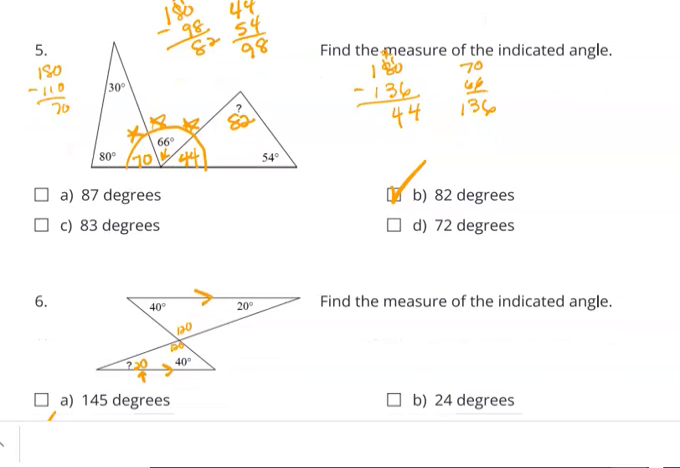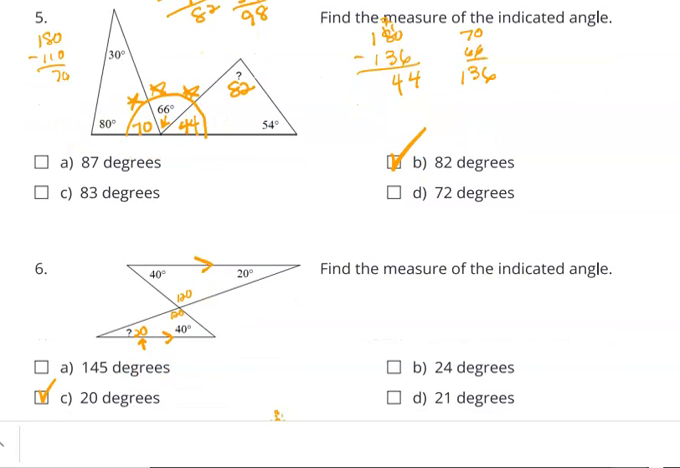Okay, so come down to the next problem, number 5. You have a lot of triangles going on here. Let's play around with the numbers and see if we can find values. Let's see where I want to start, right here. I have a 30, I have an 80, so that is 110. I need this to be 70.